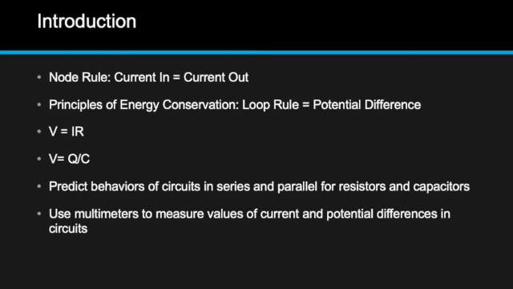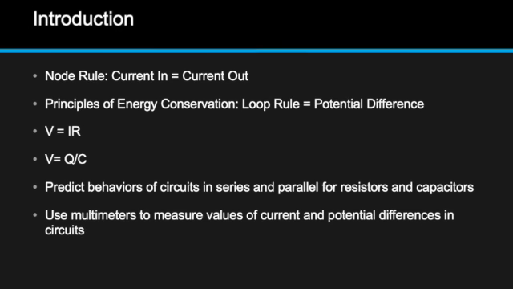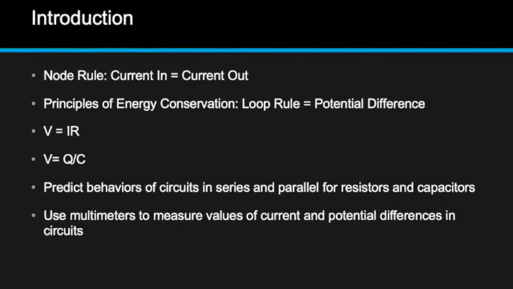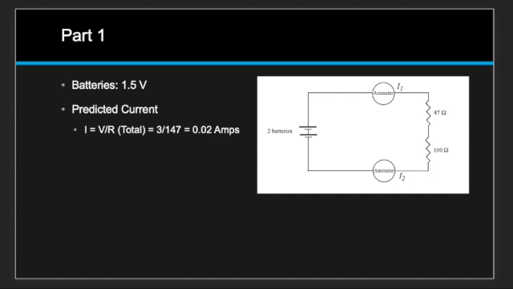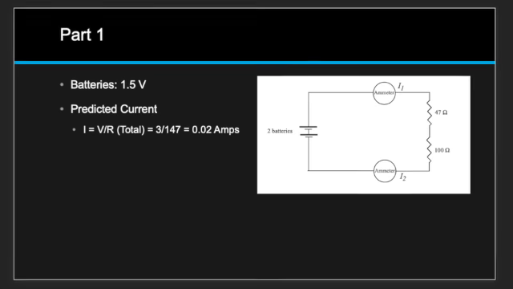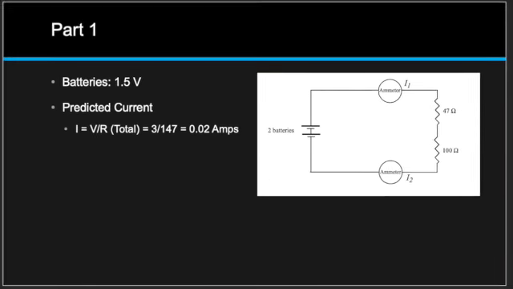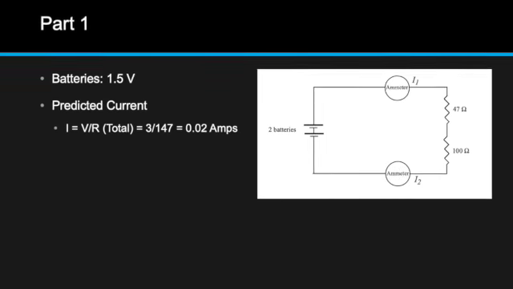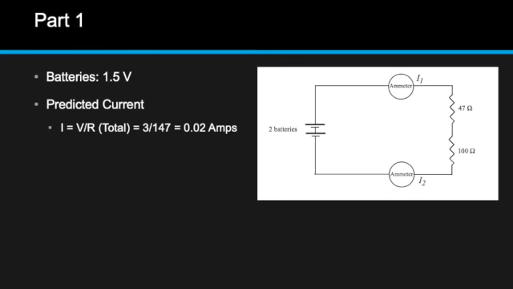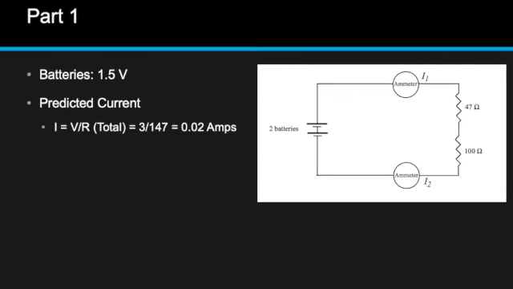During this lab, we predicted the behaviors of circuits in series and parallel for resistors and capacitors, and we used multimeters and ammeters to measure the values of current and the potential differences in various parts of the circuit. The first circuit we made had two batteries of 1.5 volts, as you can see in the image, and we wanted to have a predicted current before we made this. The predicted current I got was 0.02 amps, because you do 3 volts over the total resistance, which is 147.